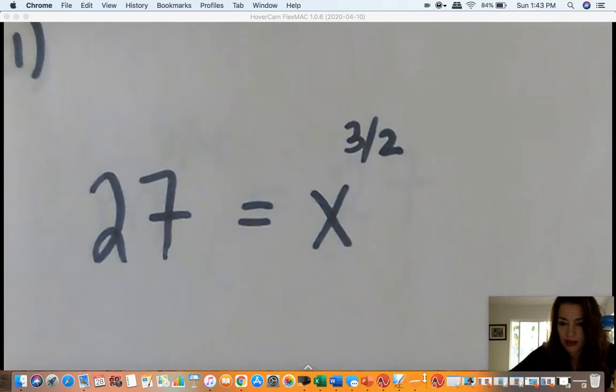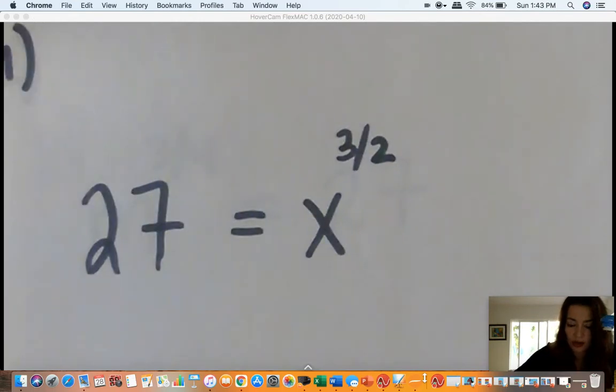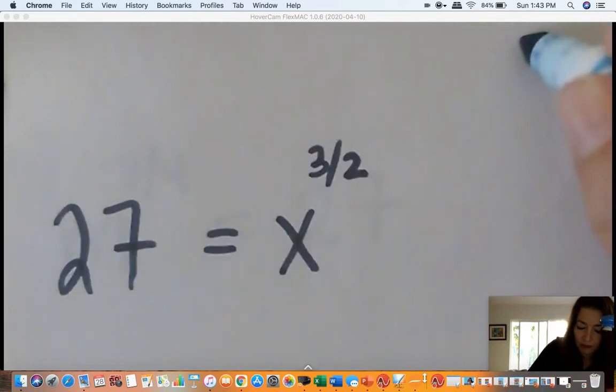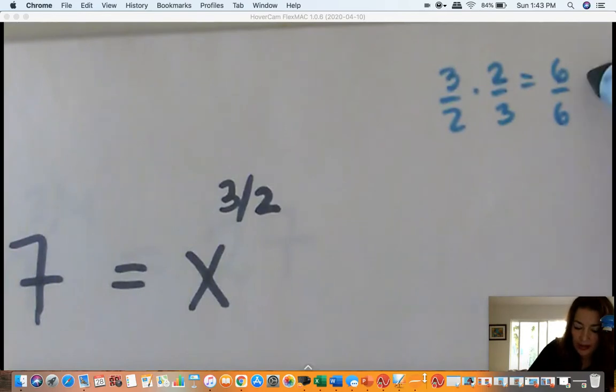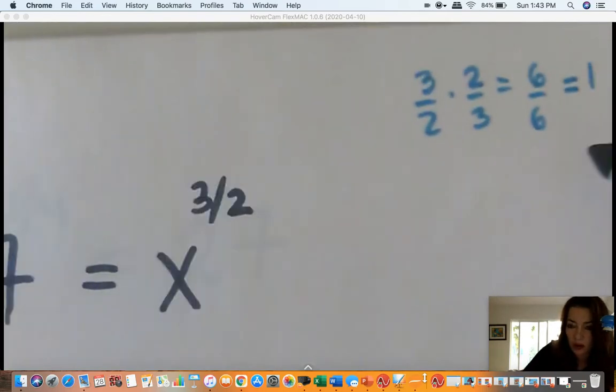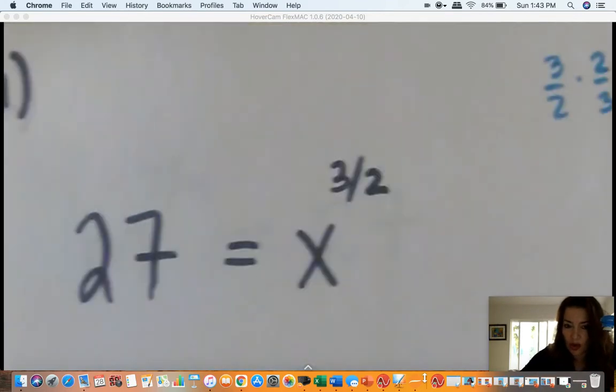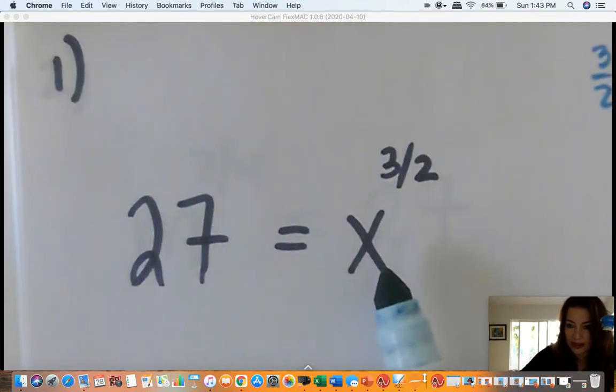So to get rid of this fraction, 3 halves, what we want to do is raise it to something that will cancel it out. In other words, the inverse of 3 halves, what would that be? Well, we know that if we multiplied 3 halves by 2/3, we would get 6/6, which would end up being 1. So our goal is to make this exponent 1. So what we can do here is raise the right side to the 2/3.